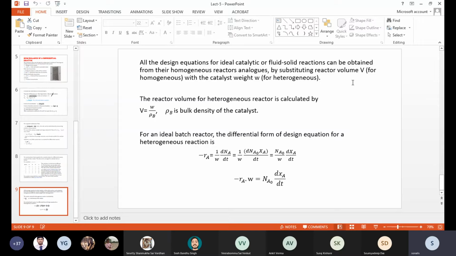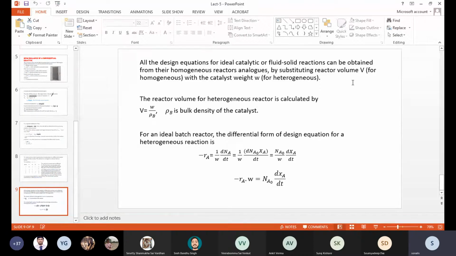You understand that for the homogeneous reactions, reactor volume is important because that is contained in a reactor. And the reaction happens throughout the reaction volume if there is no solid catalyst present. But whenever there is a catalytic reaction, the reaction occurs only on the catalyst surface, either internal or external, but not throughout the volume. So instead of reactor volume for the homogeneous reaction, we replace that with the catalyst weight W. The reactor volume for heterogeneous reactor is calculated by V is equal to W by rho B. Rho B is the bulk density of the catalyst.